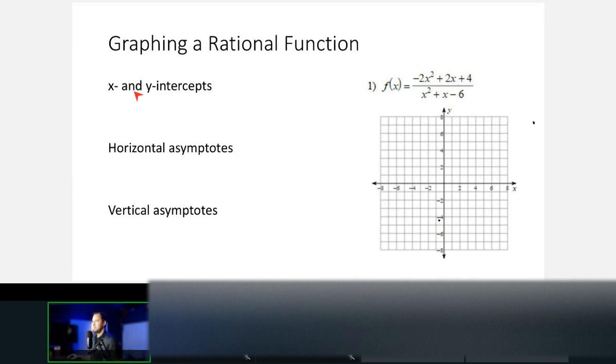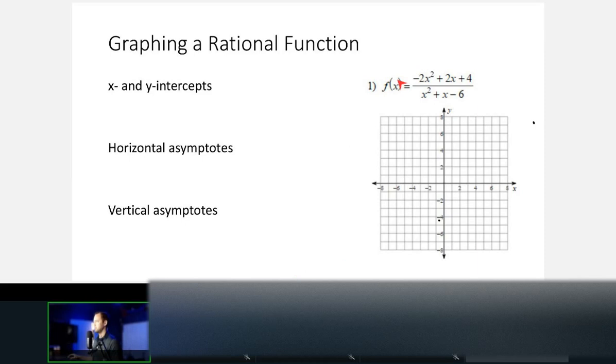All right, so let's find the x and y intercepts first. How do we find the x-intercepts? What do we do, class? Anybody? All right, how do we find the x-intercepts? There we go. Somebody has this snipped in their notes. Yeah, we set the numerator equal to 0 and solve.